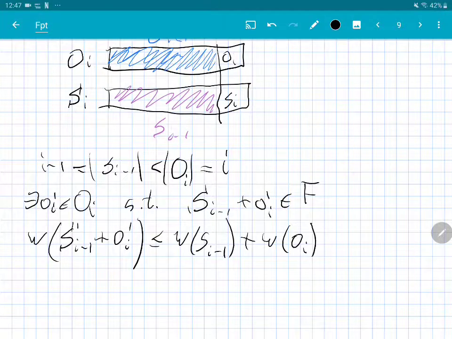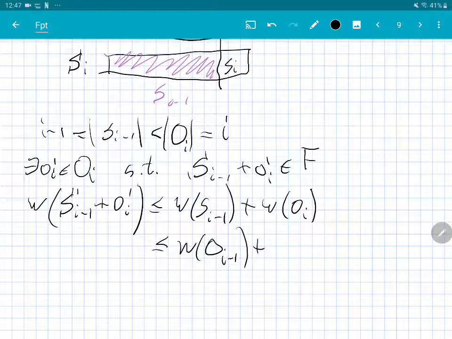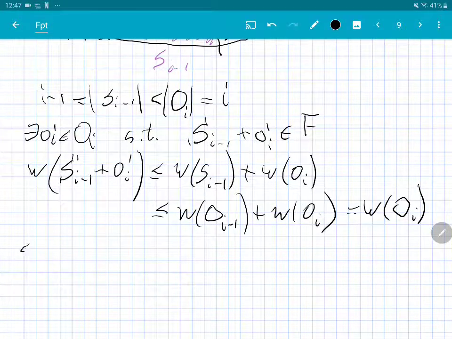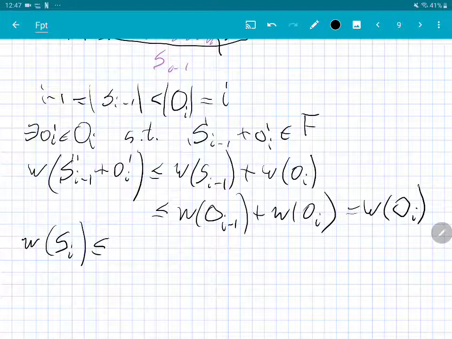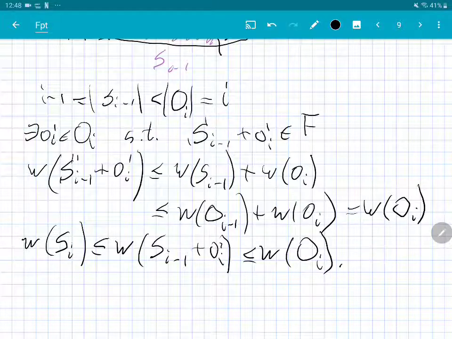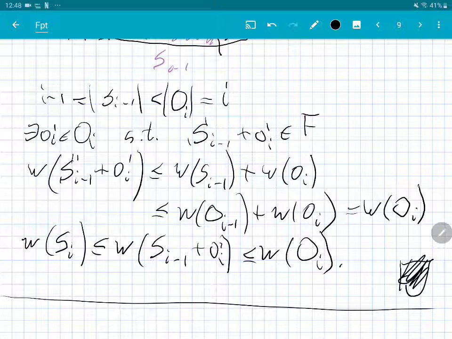Because O_i is the most expensive element in the optimal set, and by induction that is smaller than the cost of O_{i-1} plus the cost of O_i, which in turn is the cost of O_i. So the optimal solution is more expensive than this candidate solution. But of course, the cost of S_i is smaller than this cost, because we are taking the best cost out of all such candidate solutions. So this is smaller than the cost of O_i, which proves the induction. And now we are done. So the greedy algorithm in this case works, and we are happy.